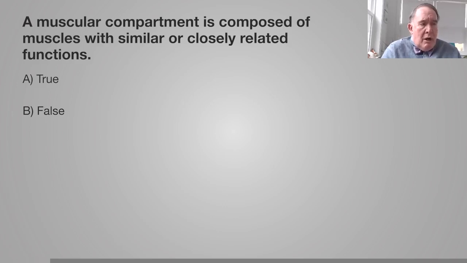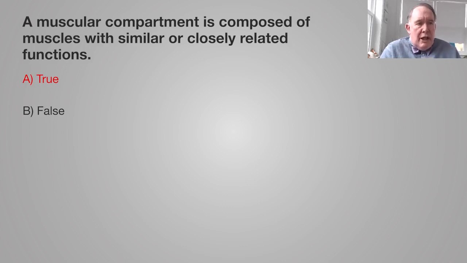And so a muscular compartment is composed of muscles with similar or closely related functions. If you said true, that's good. As we just discussed, these muscles in a single muscular compartment tend to have similar functions.